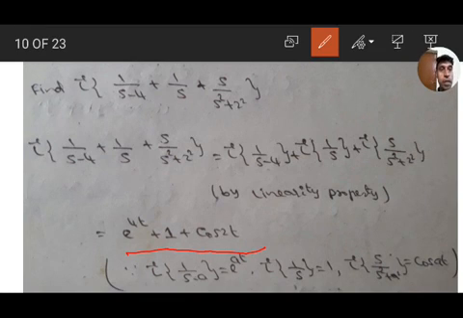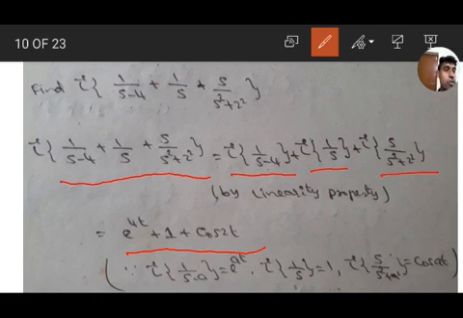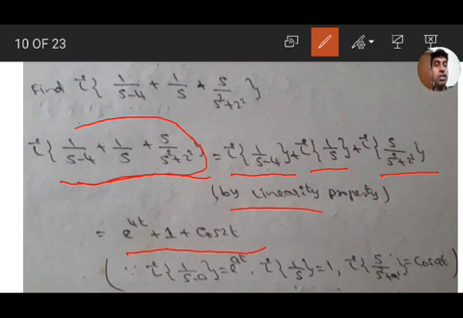Here once again I will repeat. Here L inverse of 1 by s minus 4 plus 1 by s plus s by s square plus 2 square equal to L inverse of, means here, sum of three functions. So L inverse of 1 by s minus 4, L inverse of 1 by s, L inverse of s by s square plus 2 square, that is by linearity property, sum of three functions, we have to write individual inverse Laplace transforms.